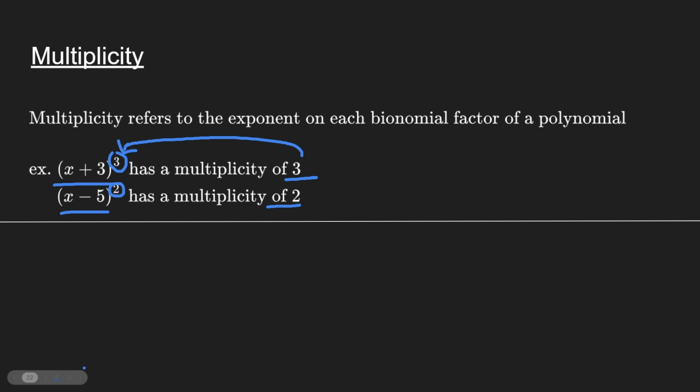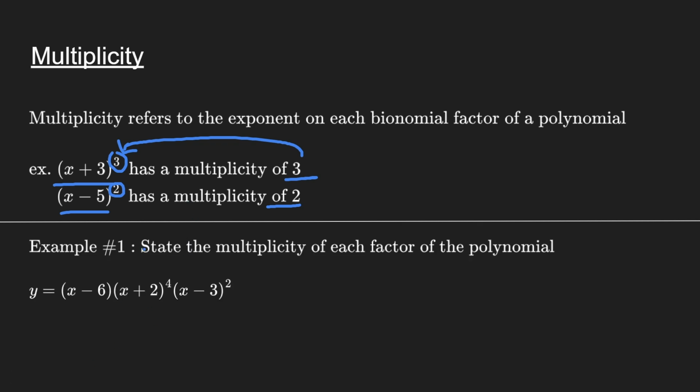So, example 1 says, state the multiplicity of each factor of the polynomial. I'm going to read from left to right. What is the exponent on x minus 6? It looks like the exponent is just 1. So we can say this has a multiplicity, I'm just going to write MP for short, multiplicity of 1. And let's check over here. x plus 2. What power is this raised to?